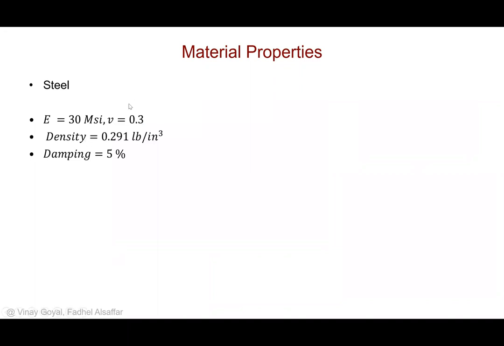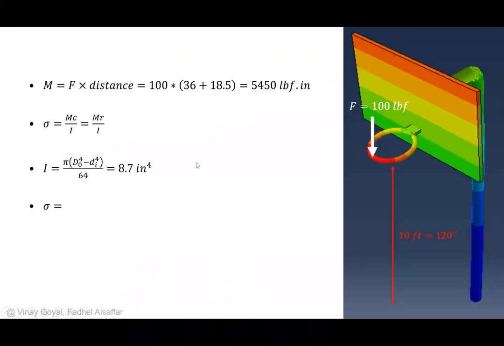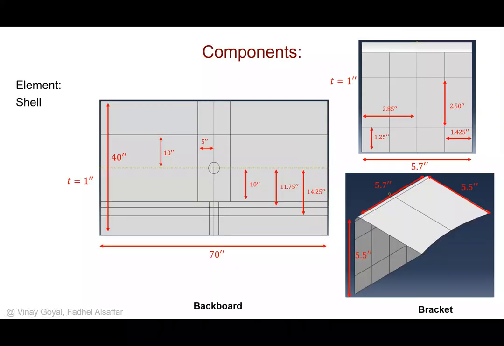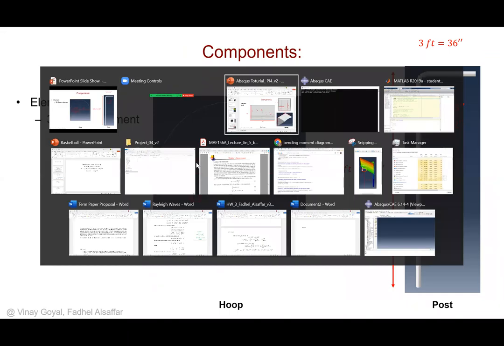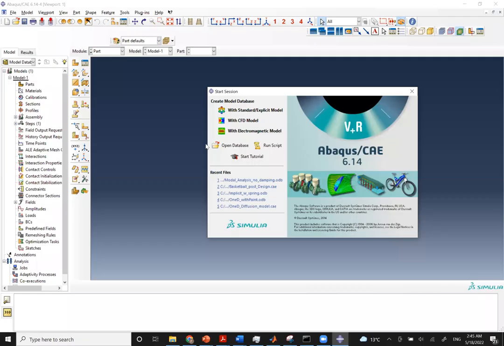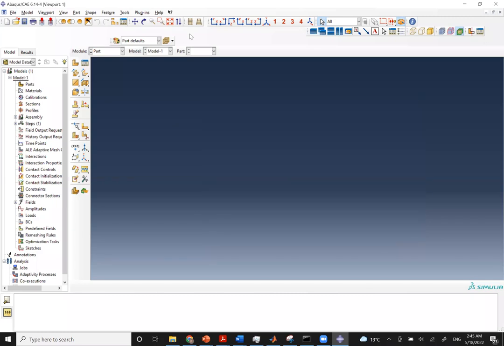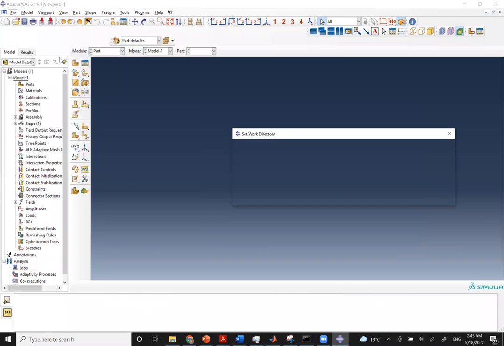And just the last thing, that we have the material properties, which is steel and has these properties. And with this, I believe let's start with Abaqus and let's get going. And let's see. Okay, here's Abaqus. And as usual, I'll start by setting my work directory.